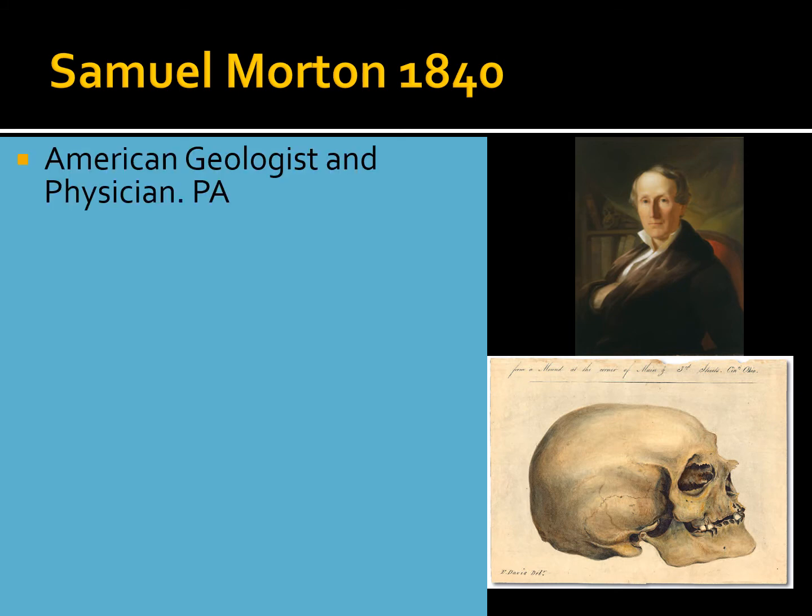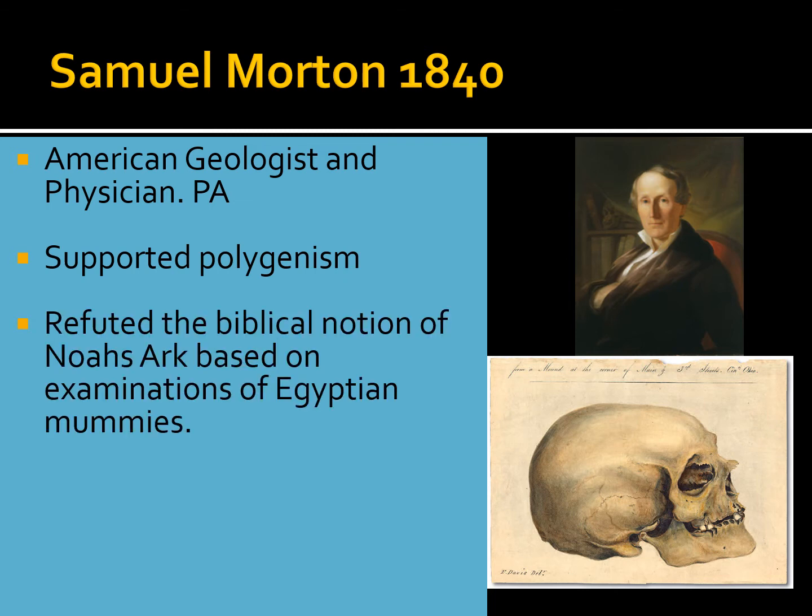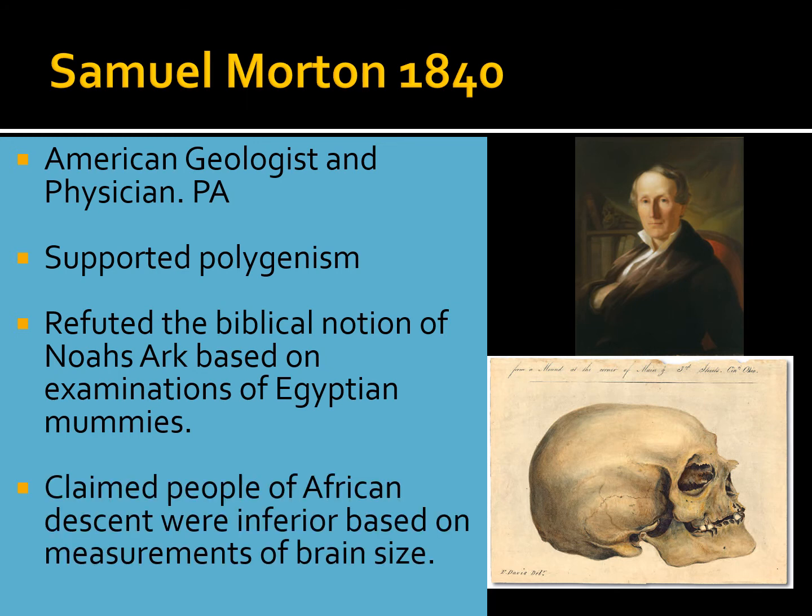So if we hop across the Atlantic and look at an American scientist who was doing work shortly after Cuvier, we have the American geologist and physician from Pennsylvania named Samuel Morton, and he supported this notion of polygenism, or this multiple creation event for various species. He refuted the biblical notion of Noah's Ark based on his examination of Egyptian mummies. In essence, he essentially proved that there was no great flood.